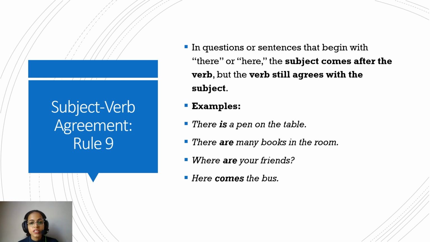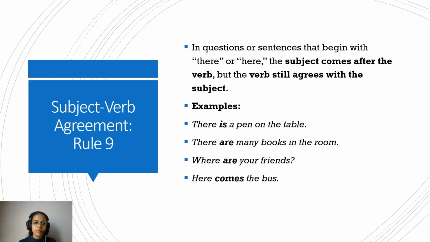Okay. Now, rule 9. In questions or sentences that begin with there or here, the subject comes after the verb, and the verb will still agree with the subject. It doesn't matter that the verb is coming first; irrespective of the position of the verb, it will agree with the subject. For example, there is a pen on the table. Now, pen is coming after the verb is, but still the verb is will be in agreement with the subject.